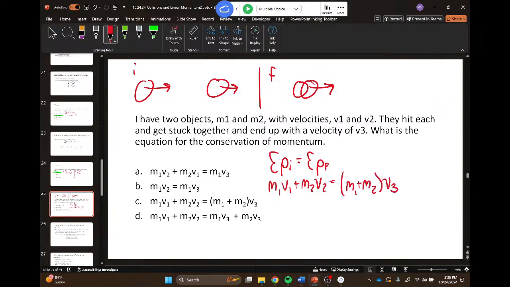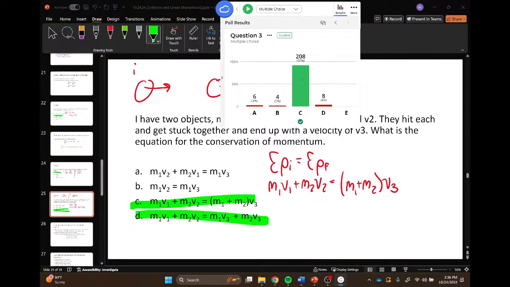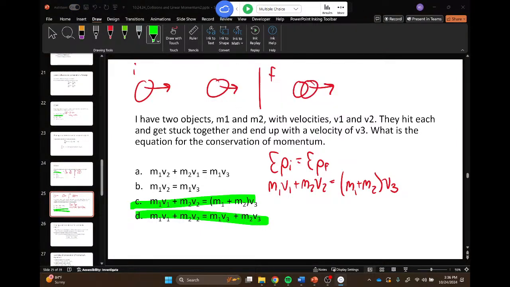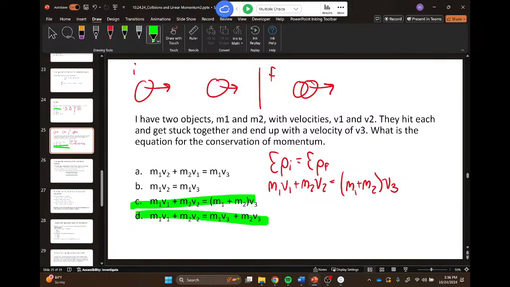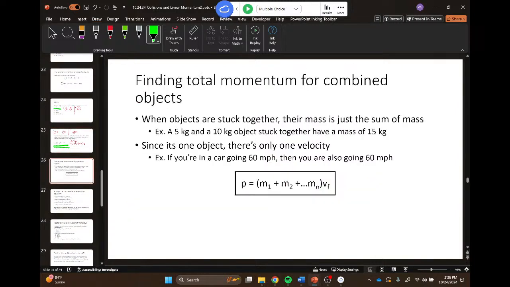There it is. Now, these two answers are identical. That's just to remind you all, if you have two objects stuck together, they're going the same velocity. This bottom equation says that in a different way. That's just to show you all they're the exact same thing. Pick your poison. I generally recommend C. That's a better way to write it, but they're both the same thing. Anyway, all right, fantastic.